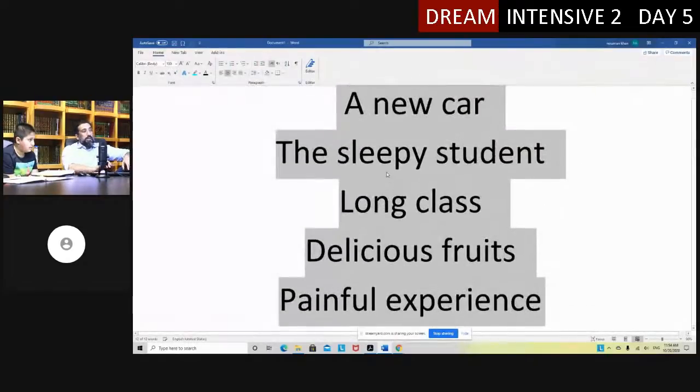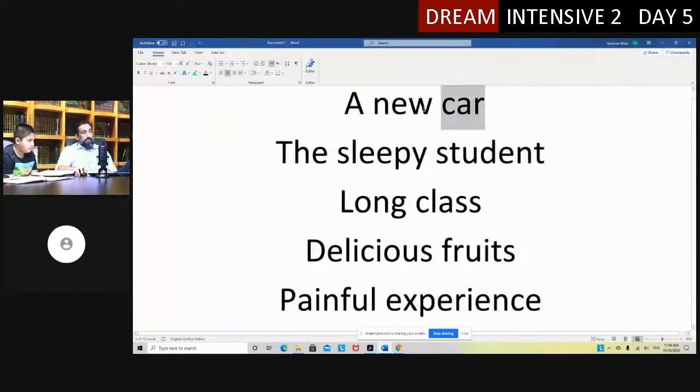car is being described as new. Student is being described as sleepy. Class is being described as long. Fruits are being described as delicious. Experience is being described as painful. Car, in English, the car is the noun and the new is the adjective.